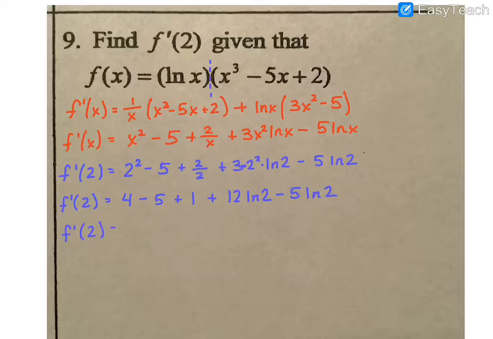I see one more cleanup step, and that is just putting like terms together. 4 minus 5 is negative 1, plus 1 is 0. My constants cancel out. So then it's 12 natural log of 2 minus 5 natural log of 2, which will result in 7 natural log of 2. And that's how I'm going to leave it. Yes, there would be a decimal equivalency, but that's not what I'm going to be looking for.